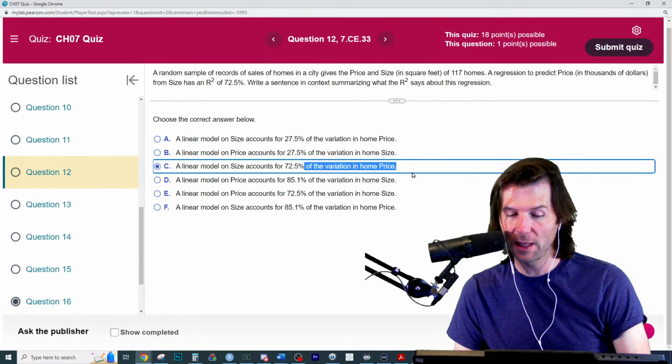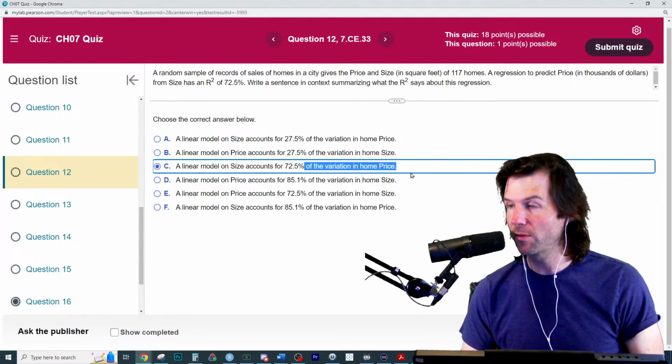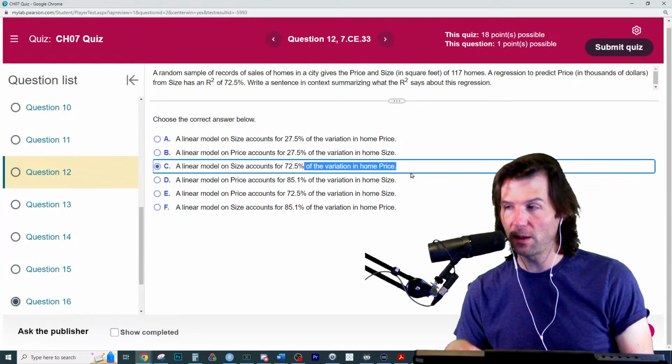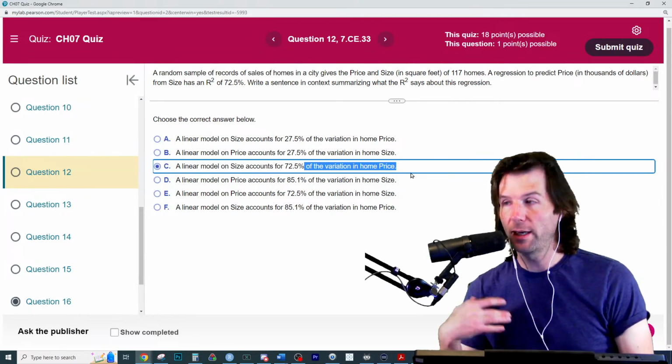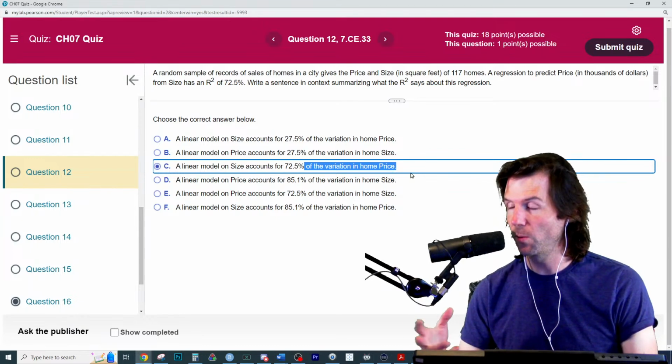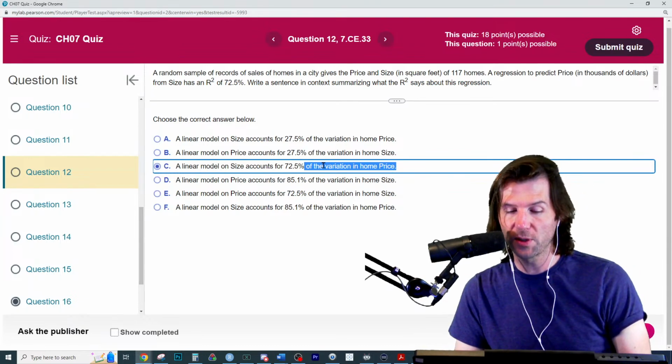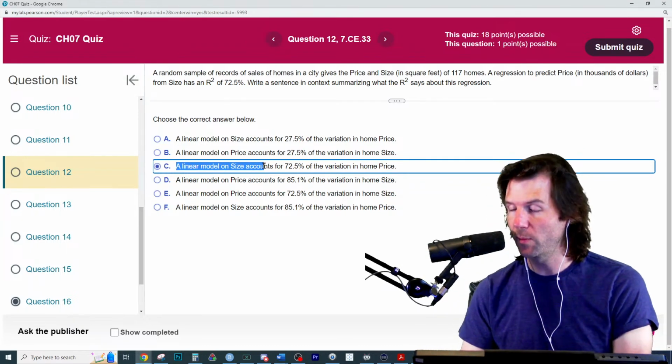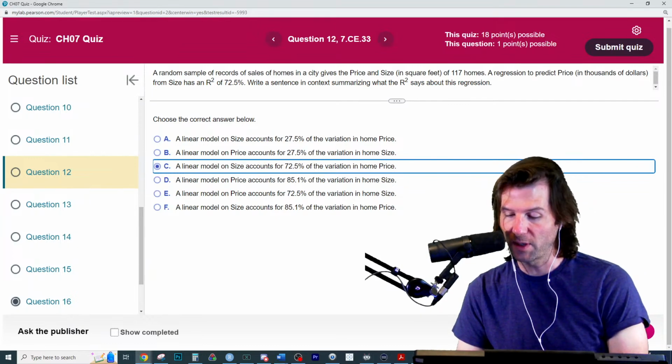We're trying to understand the variation of home price. So that's the Y variable of interest. So a linear model on size, which is the X variable, explains or accounts for. So that's where they're using the explain, like blank percent of the variation in Y is explained by the variation in X. They're just reversing it to say 72.5% of the variation in home price is explained by, or accounted for by, the variation in size.